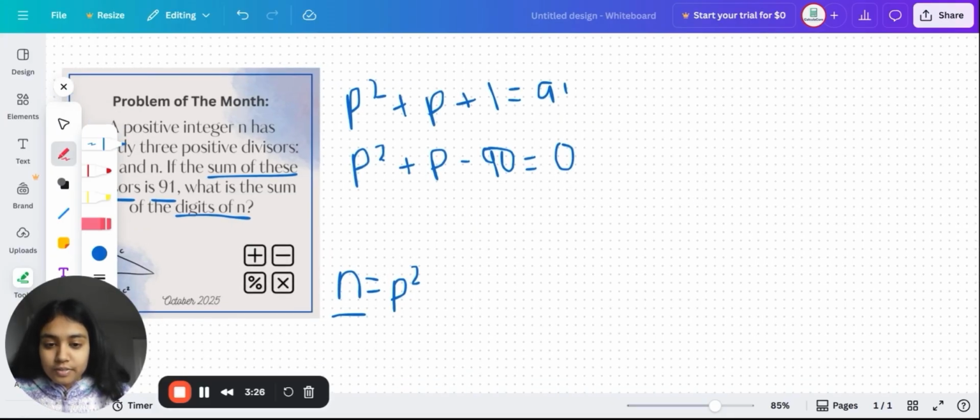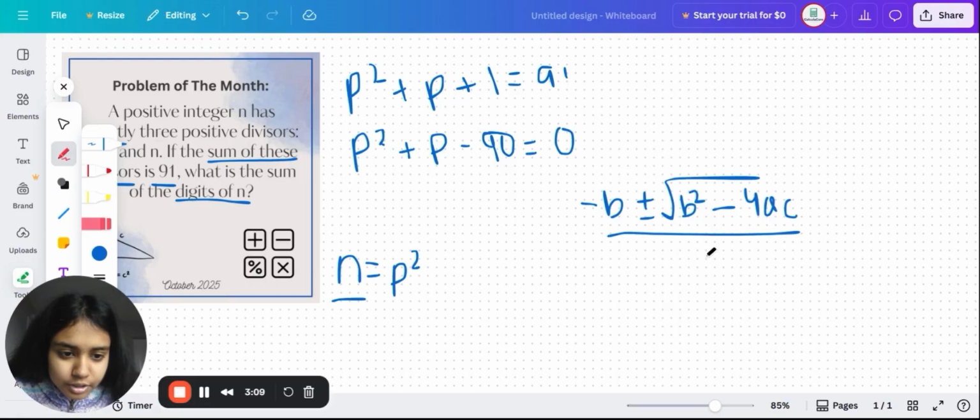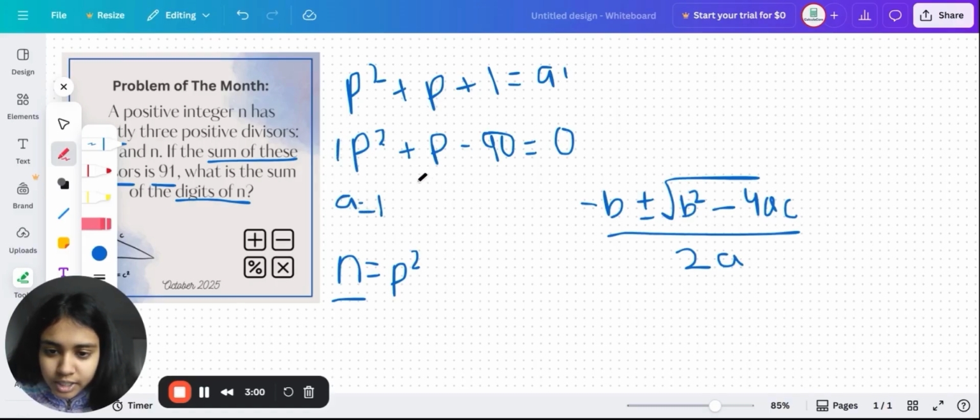Now we would solve this exactly the way we would solve a quadratic equation. So let's use the quadratic formula, which is negative b plus or minus the square root of b squared minus 4ac, all over 2a. Looking at the equation that is given to us, we see that a equals 1, because there's a 1 here, and b also equals 1, as the p has a coefficient of 1, and then c equals negative 90.